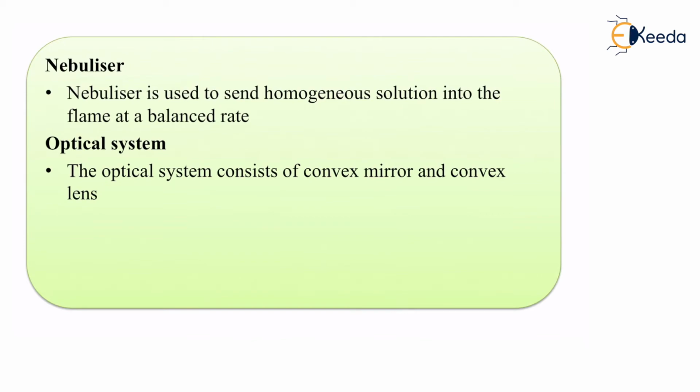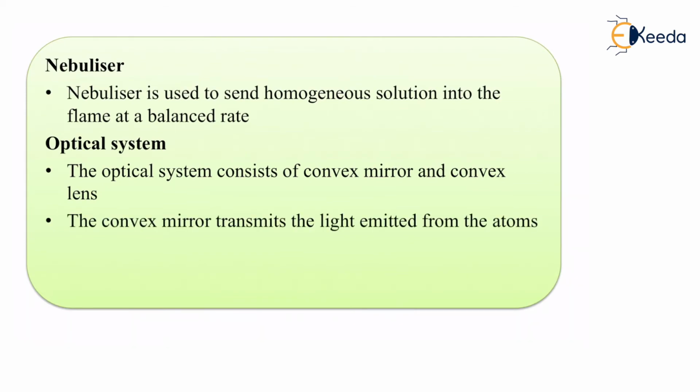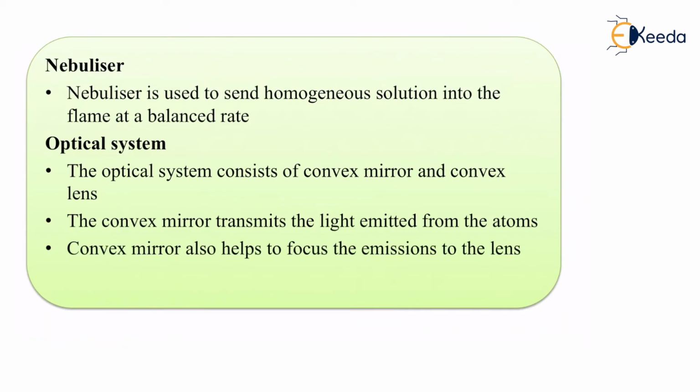Over here we are using the convex mirror and the convex lens. The convex mirror transmits the light emitted from the atoms. It also helps to focus the emission to the lens. The first thing the convex mirror does is to transmit the light emitted from the atoms. Because the shape is outwards, it can easily reflect the light, and that is very important. Second, the convex mirror also helps us to focus the emissions to the lens.